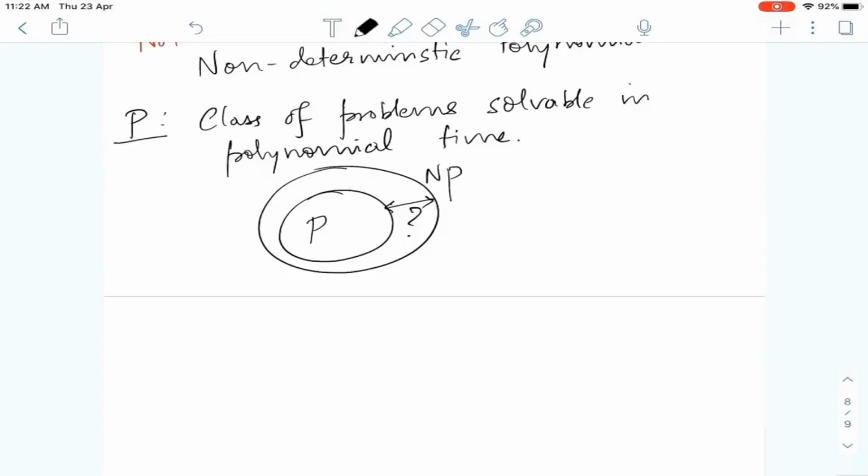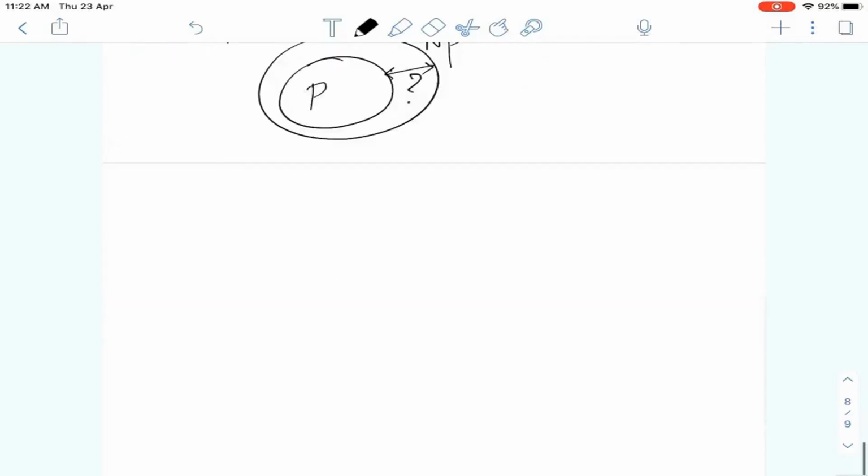Is, for example, independent set in NP? Clearly it is. Given a subset of vertices, you can easily check whether it's an independent set and whether it has size k. Similarly, SAT is also in NP. So all these are problems which are in NP. So what is not in NP? One very extreme example would be halting.